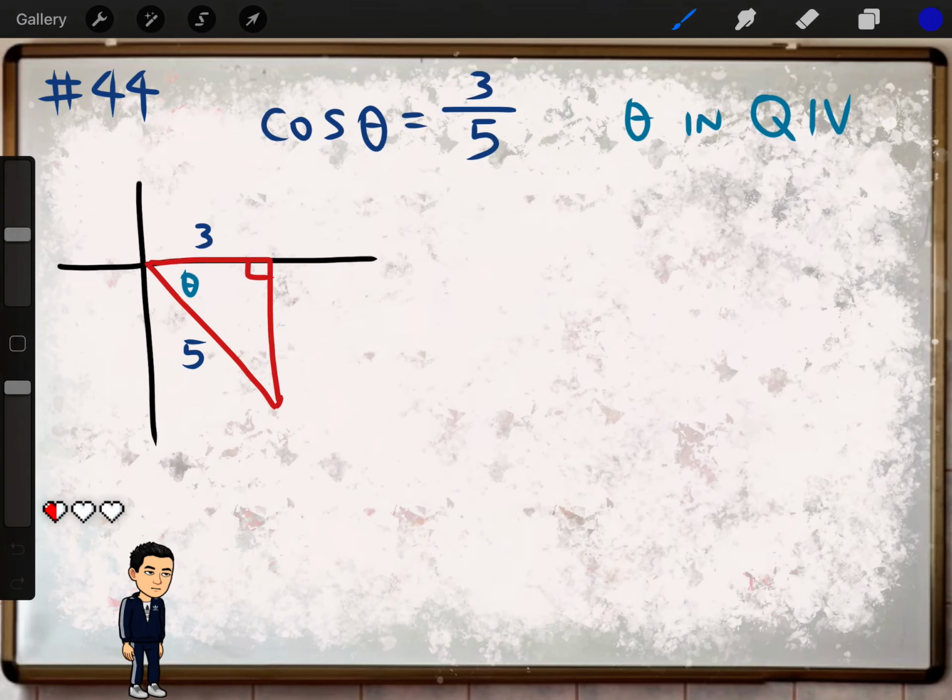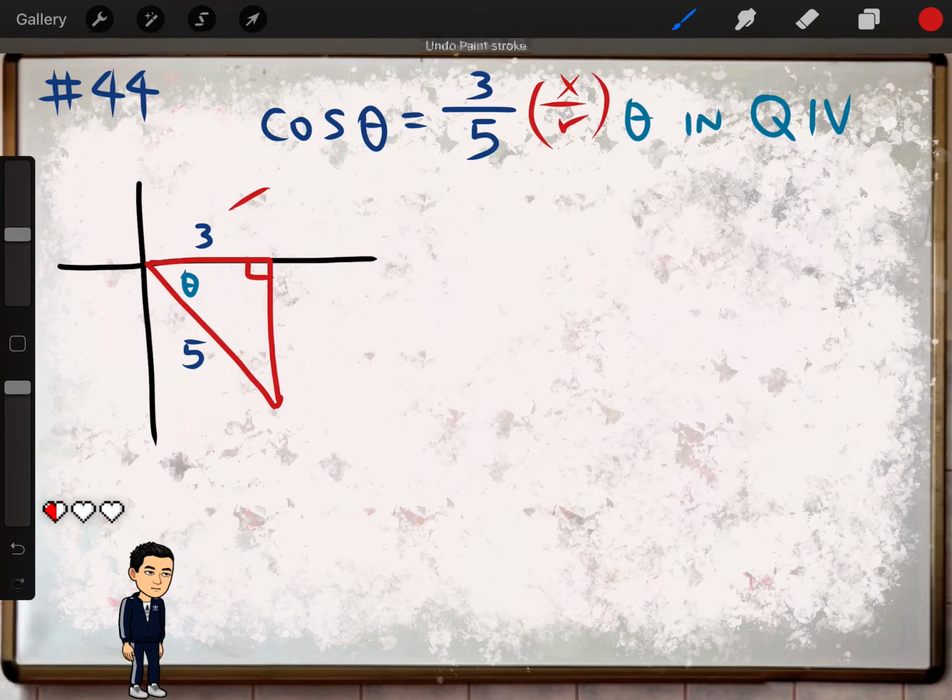All right, so let's look at number 44. Number 44, first thing you want to know is that this is going to be in quadrant 4. Okay, so I just went ahead and I drew a circle in quadrant 4, and then we know that cosine is x over r, so I just went ahead and labeled two of the sides. Okay, so the one missing side is going to be y.